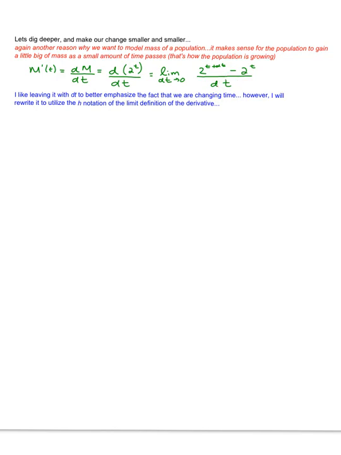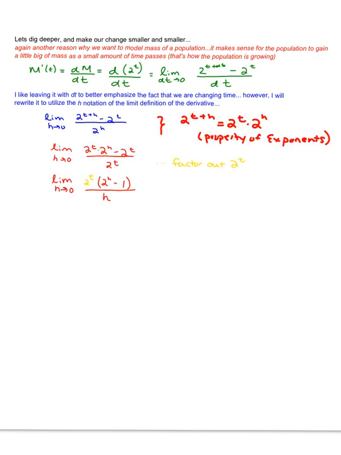Now, I've chosen to leave d of t there just to emphasize the change in time, meaning we want that time between the populations to get smaller and smaller and smaller. I am at this point going to transition over to our h notation, which we are a little more familiar to seeing in class. So what we have first of all is I started by just applying the limit definition using h instead of d of t, so that's the only change.